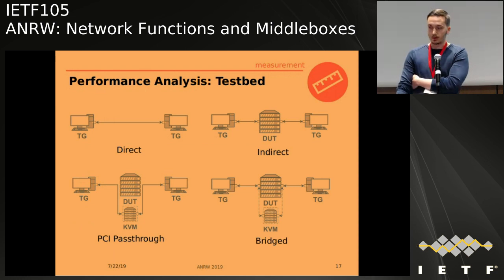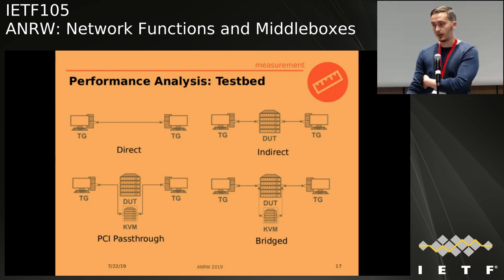So we configured our testbed into four setups: direct, indirect, PCI pass-through, and a bridge setup. The direct setup is simply the two traffic generators directly connected to evaluate the bottlenecks and the baselines. The indirect setup has the frameworks running on bare metal on a device under test. Then the PCI pass-through setup has the frameworks running on a virtual machine with the physical network controller directly plugged into the VM with as few virtualization steps as possible, using so-called PCI pass-through technologies.